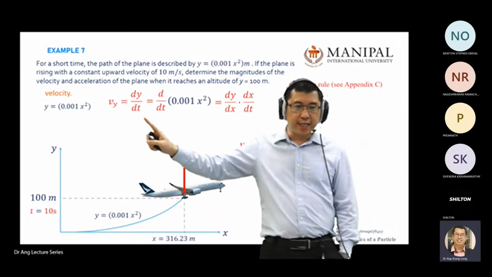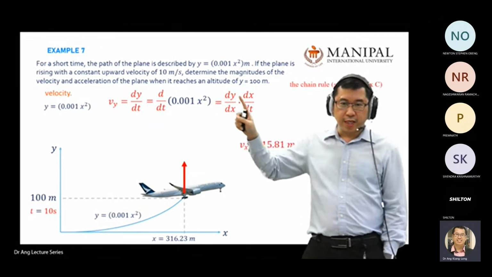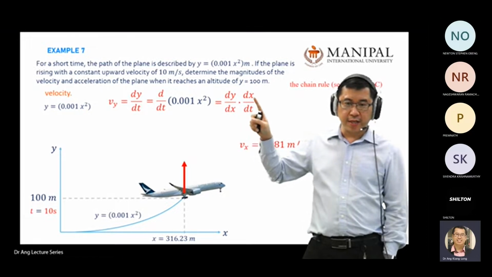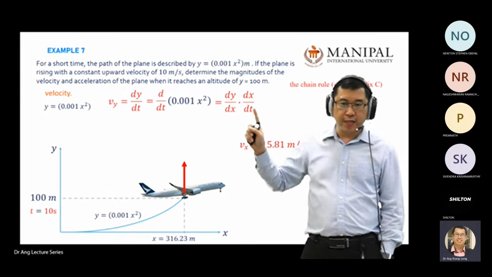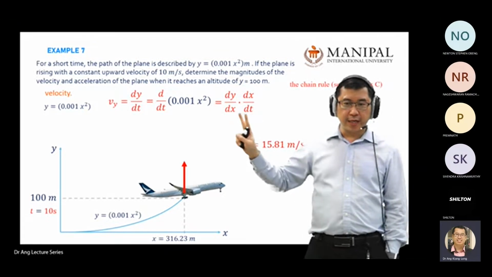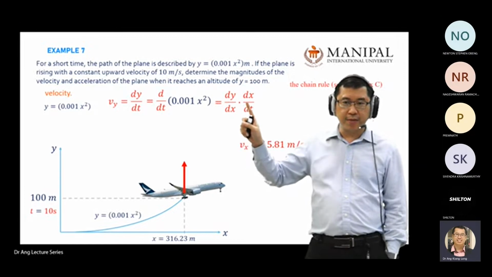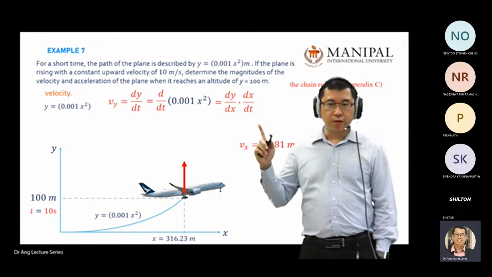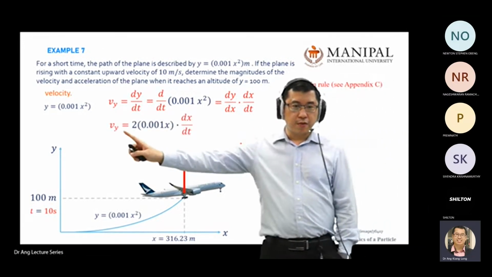dy/dt, when you use the chain rule, what is dy/dt? You can break it into dy/dx multiplied by dx/dt. Basically, if you take out this one, you still get dy/dt, but you can break it into the chain rule, where one side is dy/dx multiplied by dx/dt. You continue to use the chain rule for Vy.